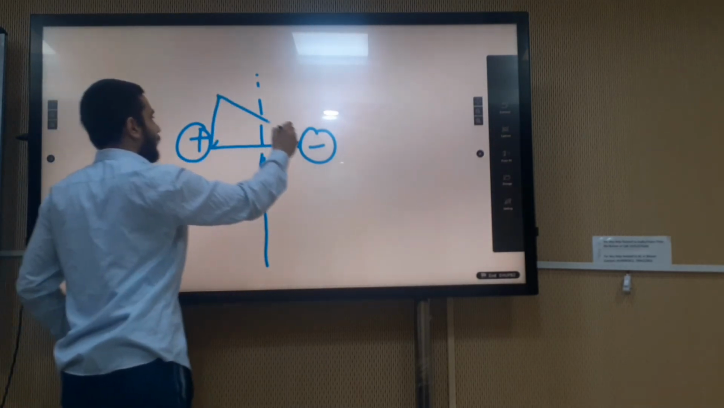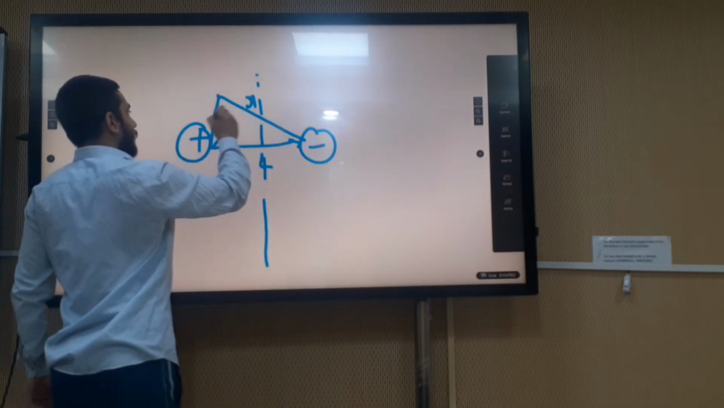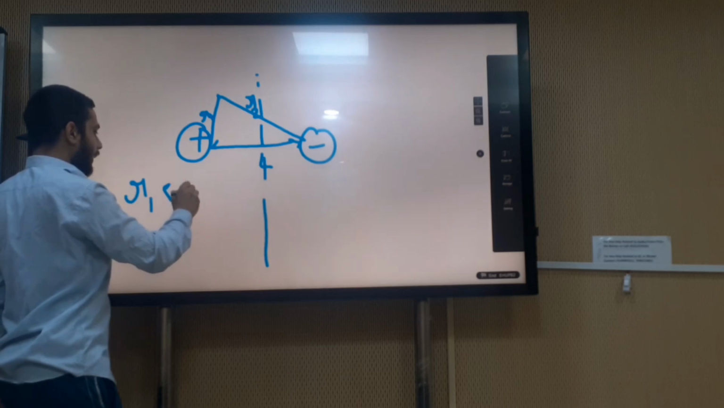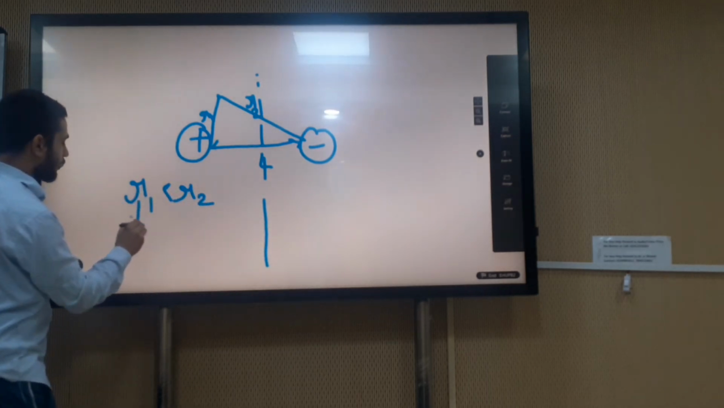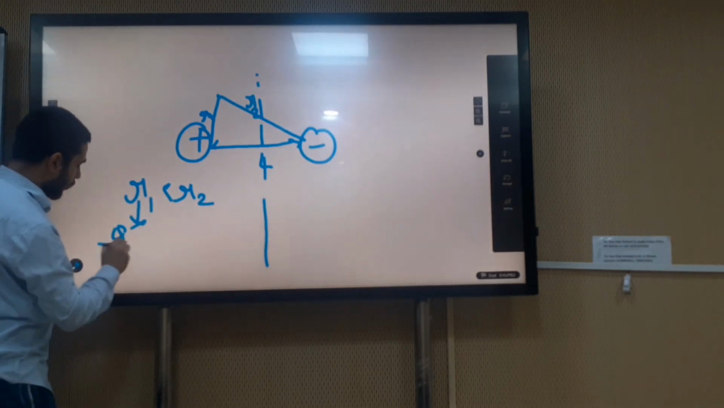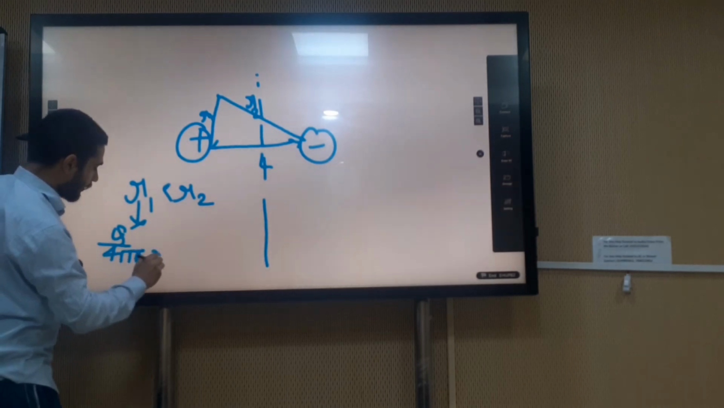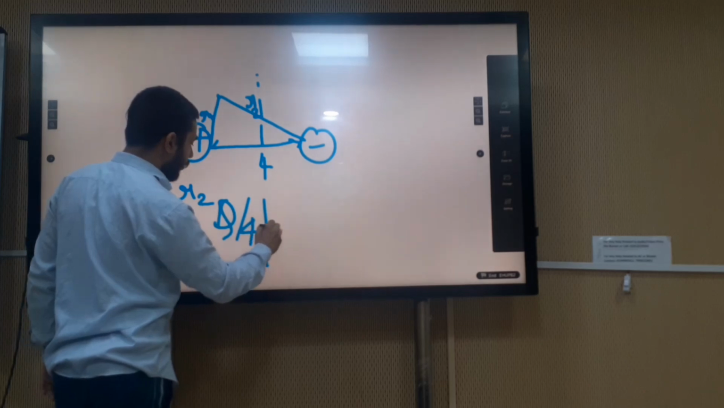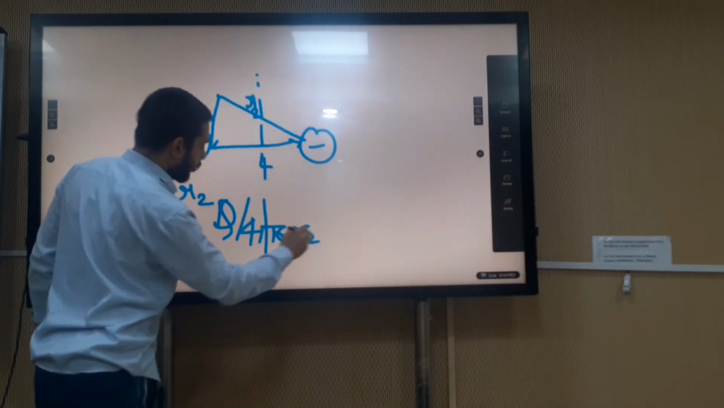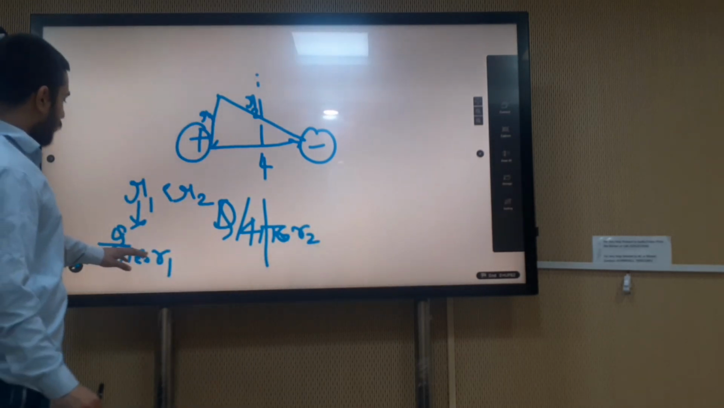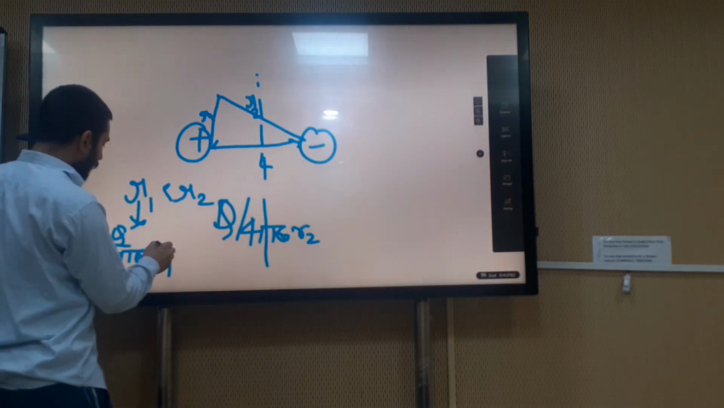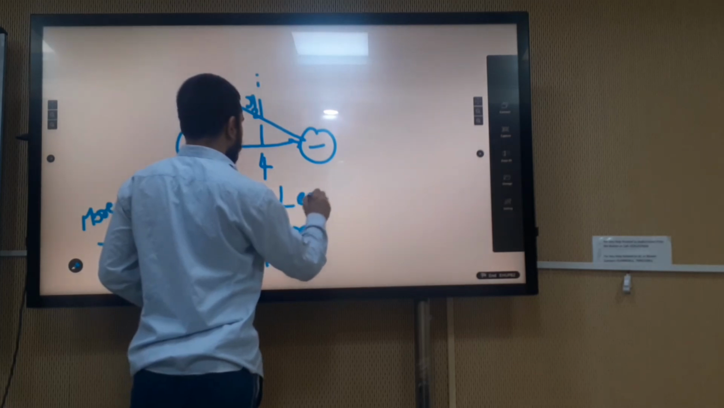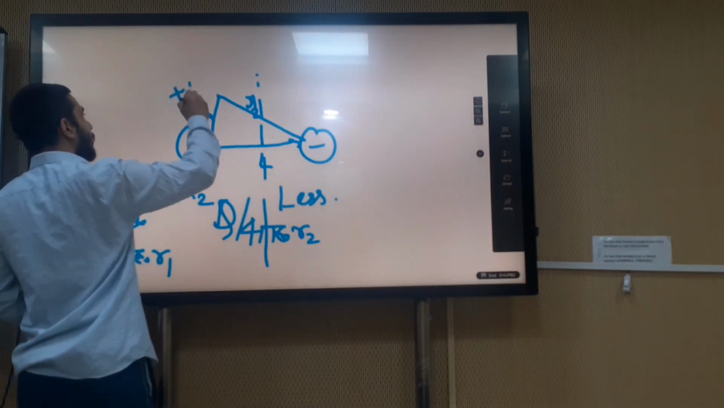So what will happen? This distance is R1 and this distance is R2. So R1 is less than R2. So the electric potential because of this positive charge will be Q upon 4 pi epsilon naught R1, and because of this R2, this will be Q upon 4 pi epsilon naught R2. Since R1 is less, this will be more and this will be less. So here the electric potential will be positive.